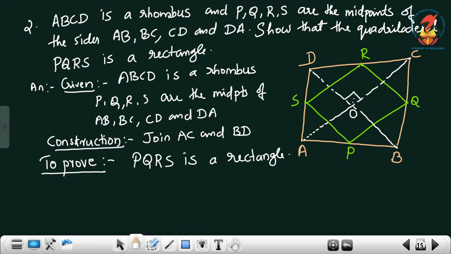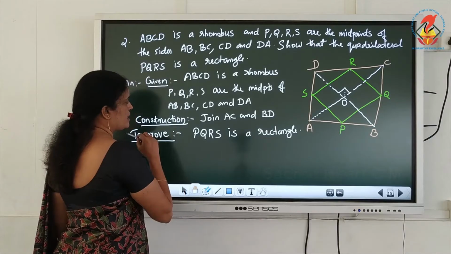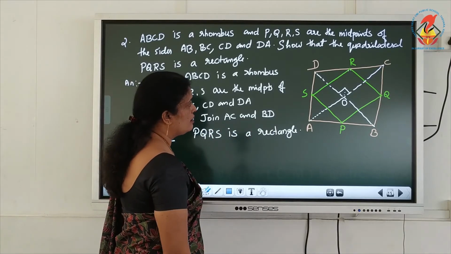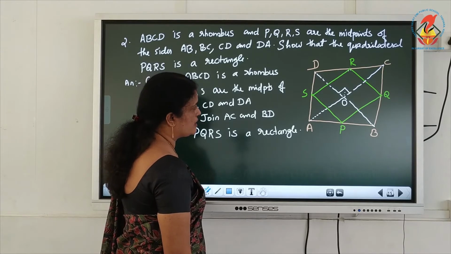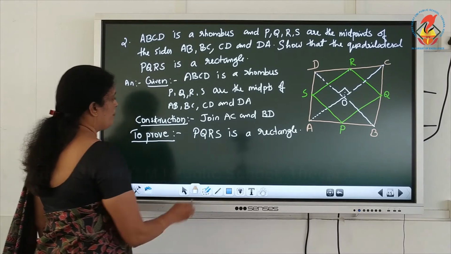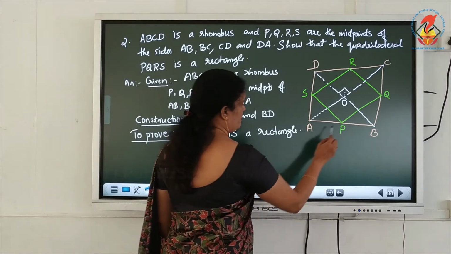ABCD is a rhombus, and P, Q, R, S are the midpoints of AB, BC, CD and DA. Here, to prove PQRS is a rectangle, construction: join AC and BD. That means join the two diagonals AC and BD. Okay. Here PQRS is a rectangle.